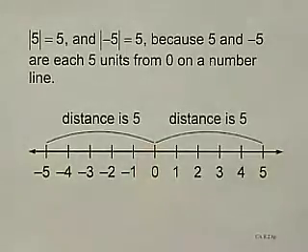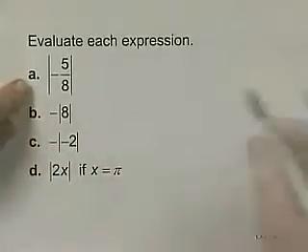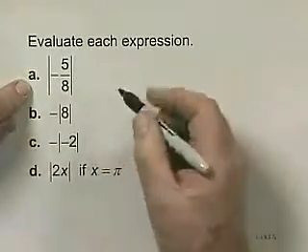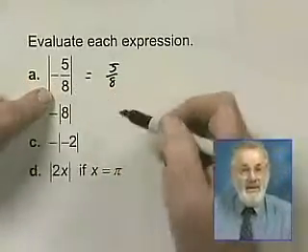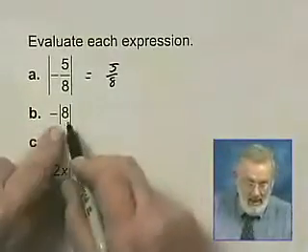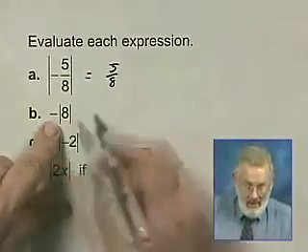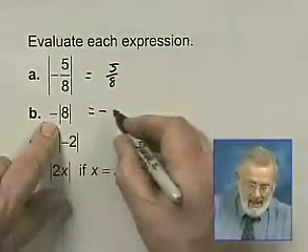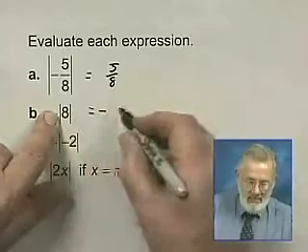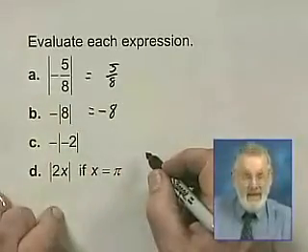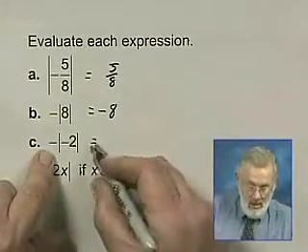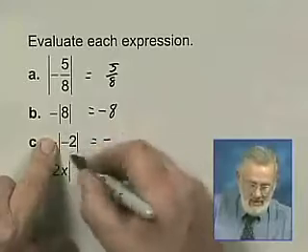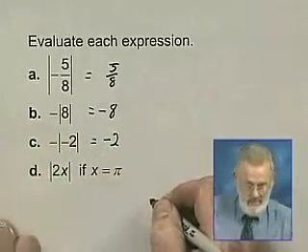Let's take a look at an example. Let's evaluate each expression. A, the absolute value of negative 5/8. That is equal to 5/8 because negative 5/8 is 5/8 units from 0. B, the negative of the absolute value of 8. So this negative sign stays with us, and the absolute value of 8 is 8, and so my answer is negative 8. C, here we have the negative of the absolute value of negative 2. Well, this will be the negative of this value, which is 2, or simply negative 2.